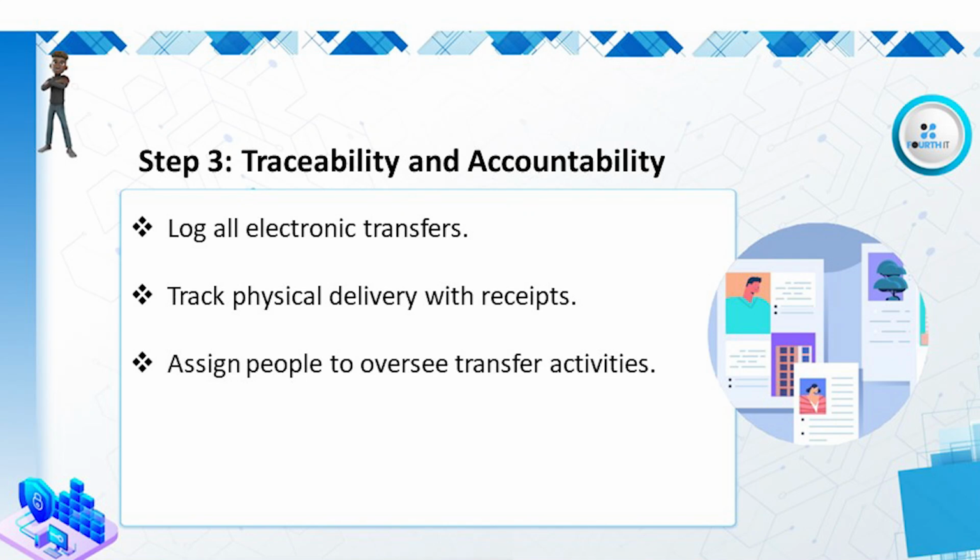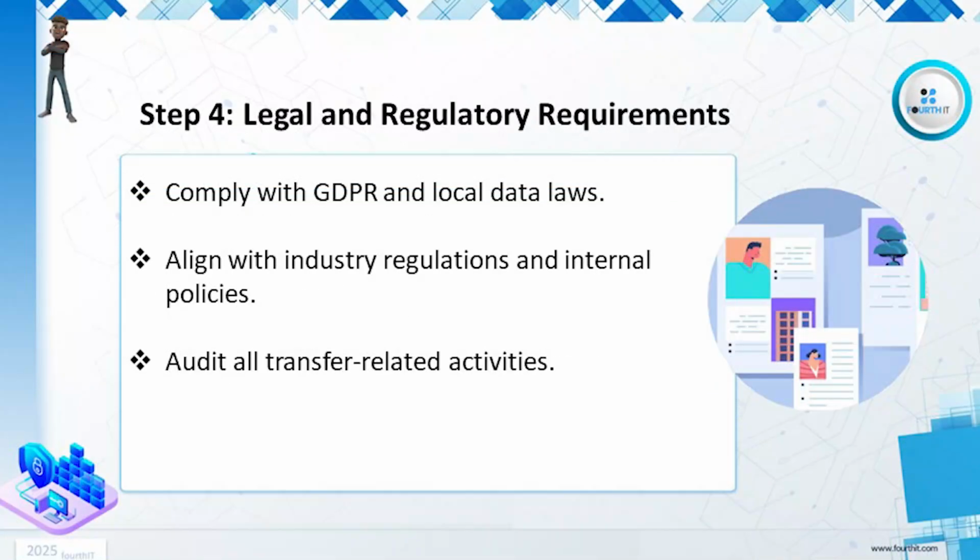The third thing is ensuring traceability and accountability. Now, you need to keep your audit log for electronic transfer. You need to use courier receipt and delivery confirmations for physical shipments. Then you need to be able to assign somebody to be in charge of all these things that you are doing. The fourth one is to consider legal and regulatory requirements. If you are talking about privacy, GDPR is there. You have HIPAA. You need to make sure that you are following those industry regulations and internal policies.